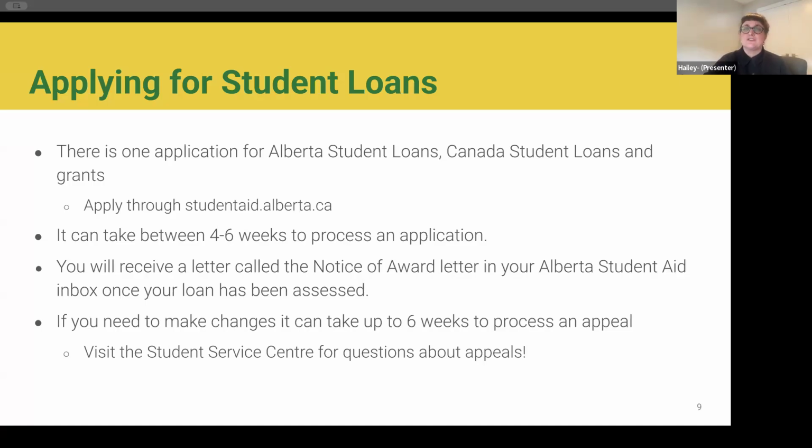Or if you wrote something down wrong on your application. That being said, those changes do take 6 weeks. It's called a request for reconsideration, and they do take quite a bit of time. So we want to try and help you get everything as accurate on your application as you can now, so that you don't have to go through that request for review process, because that does take a little bit longer.